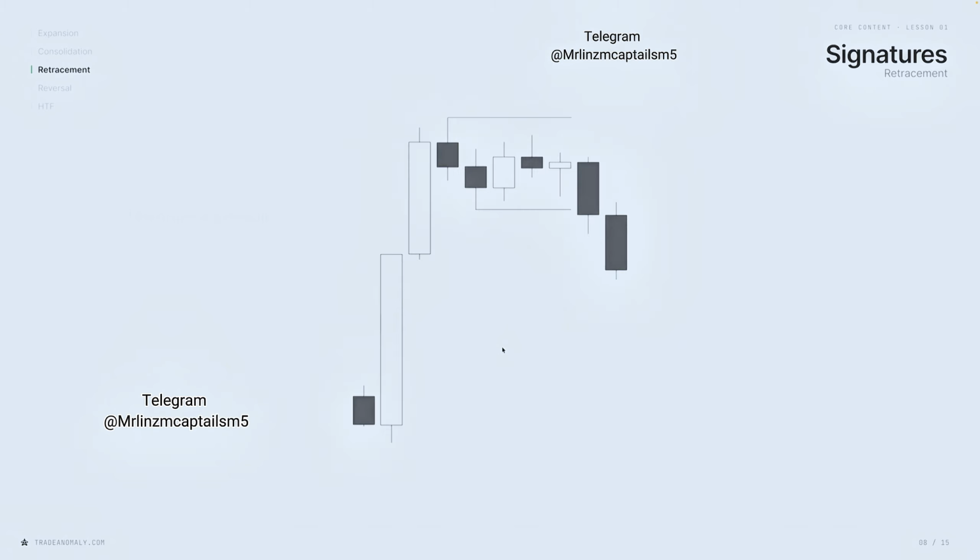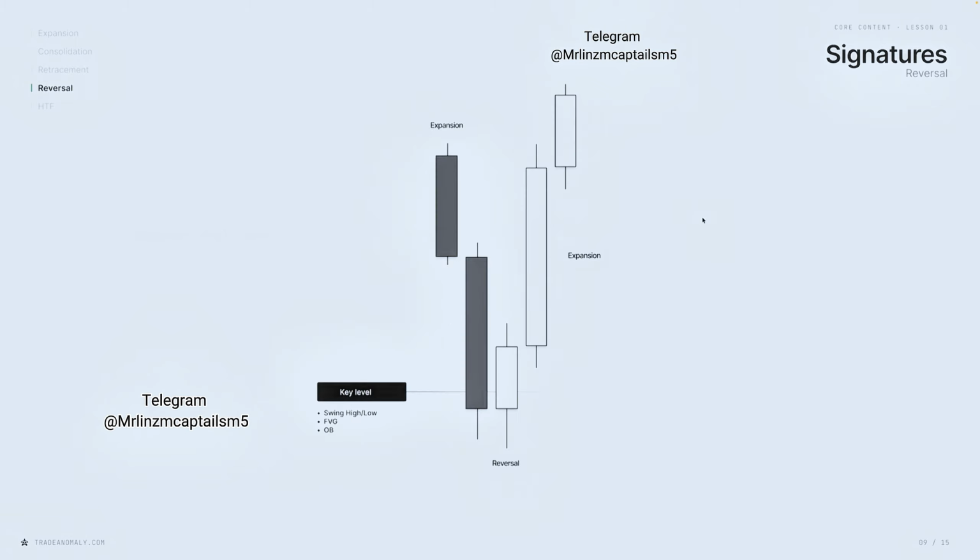Another way price will look within a retracement is if price expands, then consolidates, and then trades into the low of that consolidation, but fails to manipulate it. This is typically a higher time frame consolidation. There will be a higher time frame fair value gap in the range that it wants to go to, instead of manipulating this consolidation low to then go higher, because we know that price cannot reverse consolidation. So typically, this is another way you will see retracements form. Now let's go ahead and talk about reversal signatures.